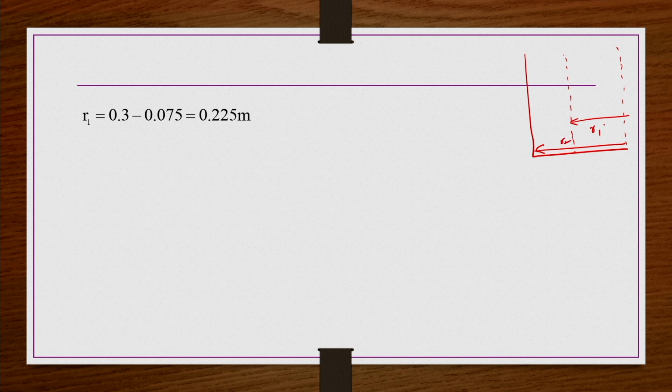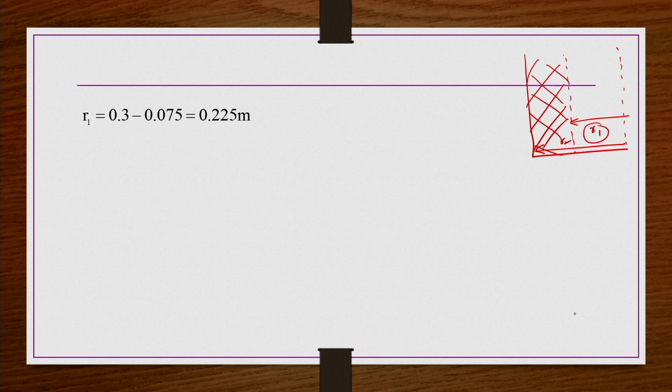This is R1, this is R2. R2 is given, but R1 is not given, but the thickness of this liquid layer is given. So, from R2 if you subtract the thickness of the liquid layer, you will get R1, because in QC calculations we need R1. So, R1 is equal to 0.3 minus the liquid layer thickness 0.075, which is equal to 0.225 meters. In meters I have written here.